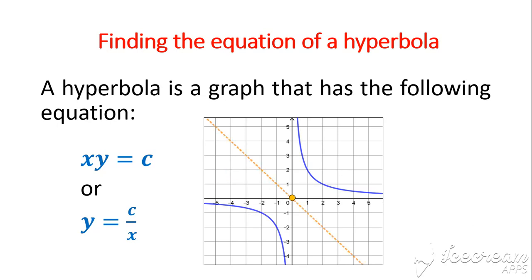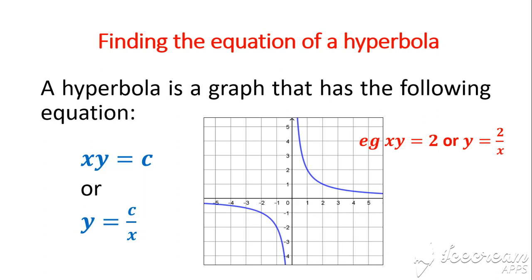Also notice that the line y equal to negative x is a mirror line. The hyperbola is symmetrical about this mirror line. Well, the graph we're looking at right now has the following equation: x times y is equal to 2, so the number c is 2. Now you might prefer to rewrite that as y equal to 2 over x.